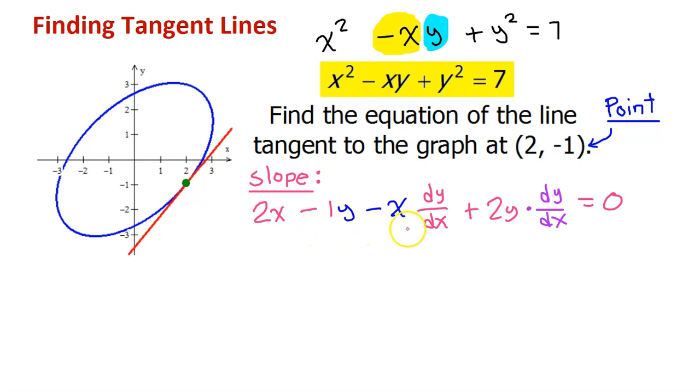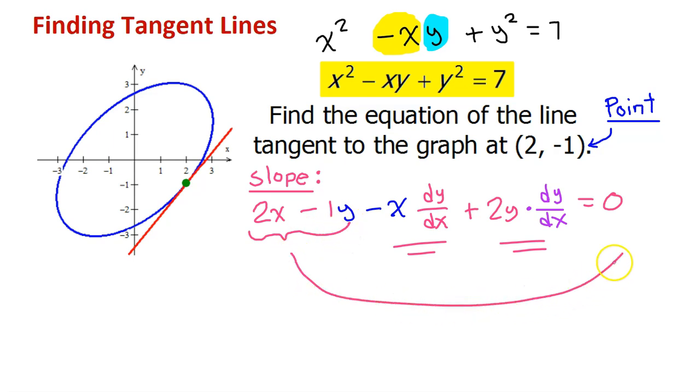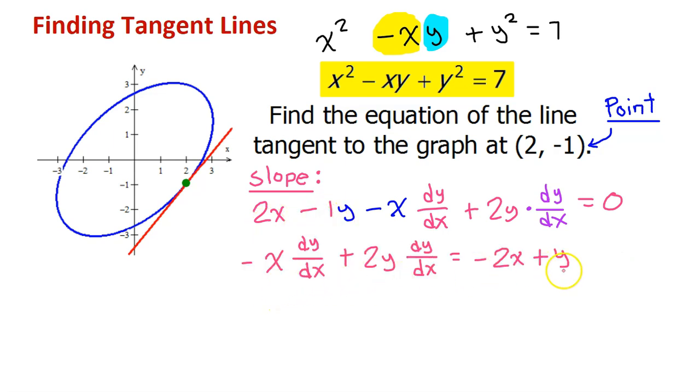We need to get all of the terms that involve dy/dx on the left side of the equation and everything else on the right side of the equation. So I'm going to leave these two terms where they are, but I'm going to move all of this to the other side of the equation by subtracting 2x and adding y. So now we have this.